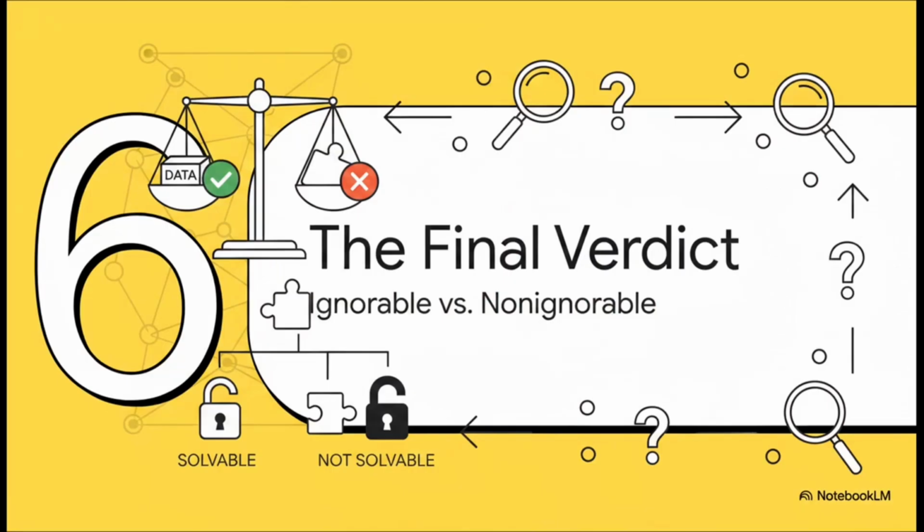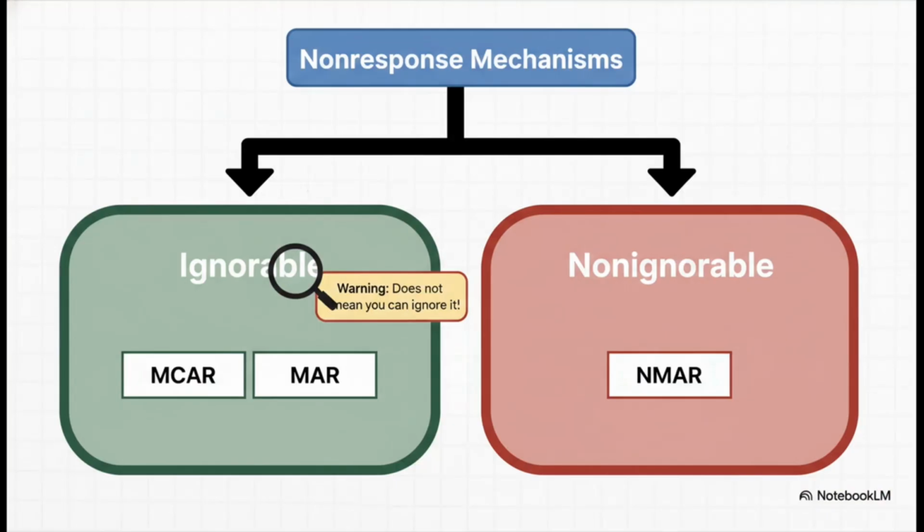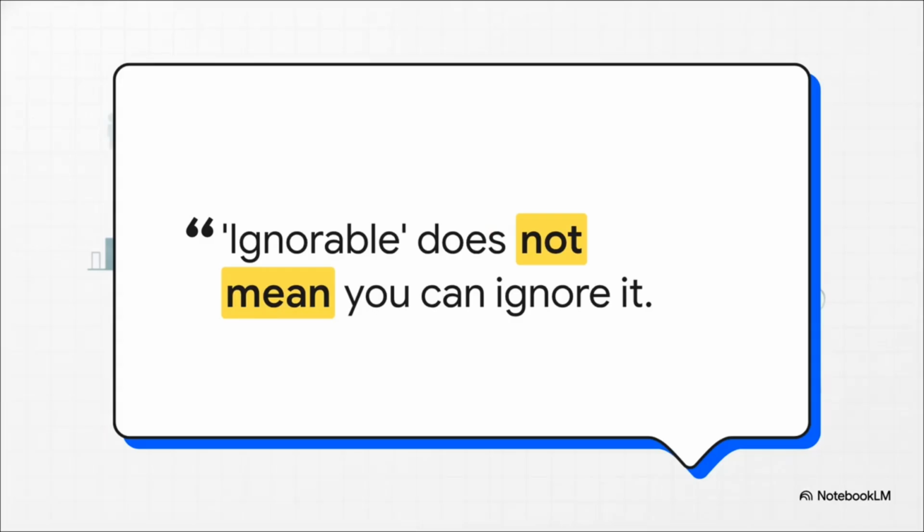Okay, this brings us to the final verdict of our investigation. Based on the motive we've just uncovered, we can basically classify the whole case as either solvable with the data we have, or, well, not. So the way it breaks down is that both MCAR and MAR are considered ignorable types of non-response. NMAR, on the other hand, is non-ignorable. But it is so important that we understand what that word ignorable actually means here. Let me be crystal clear about this. Ignorable does not mean you can just ignore the missing data. Not at all. It's a technical term.